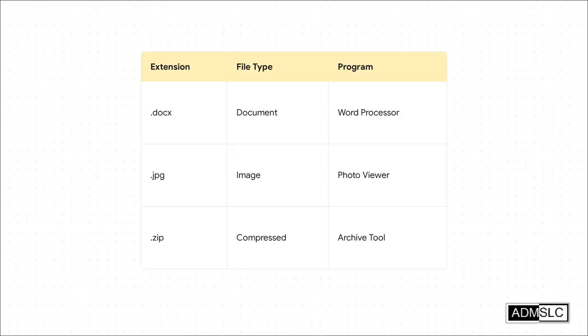And what about that little bit at the end of the file name, the .docx? That's the file extension. It's basically a little tag that tells the operating system what kind of file it is, and more importantly, which program should be used to open it. So a .jpg tells it to open an image viewer, a .docx means open a word processor, and something like a .zip is a compressed folder.